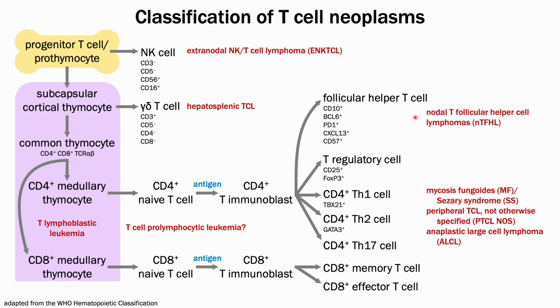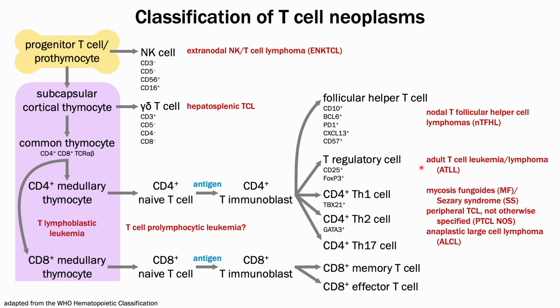Notable T follicular helper cell lymphomas are CD4 positive lymphomas, which come from the follicular helper T cells of germinal centers. So they have some of the same markers as germinal center B cells, namely CD10 and BCL6. And they also express PD-1, which is important in many immunotherapies.